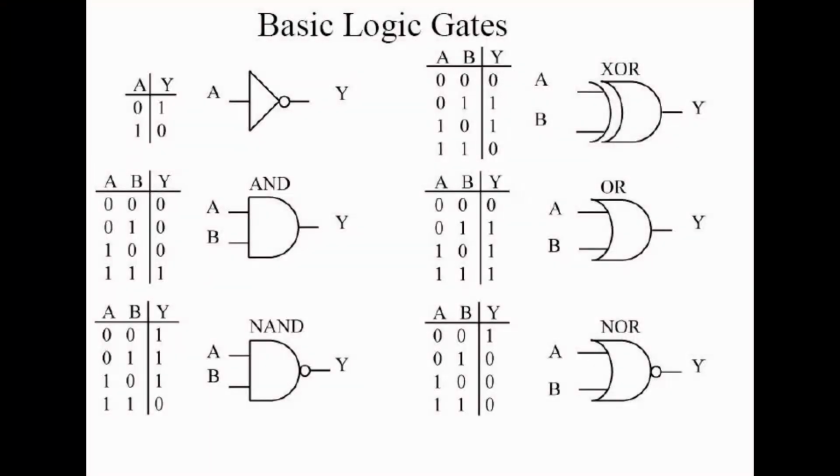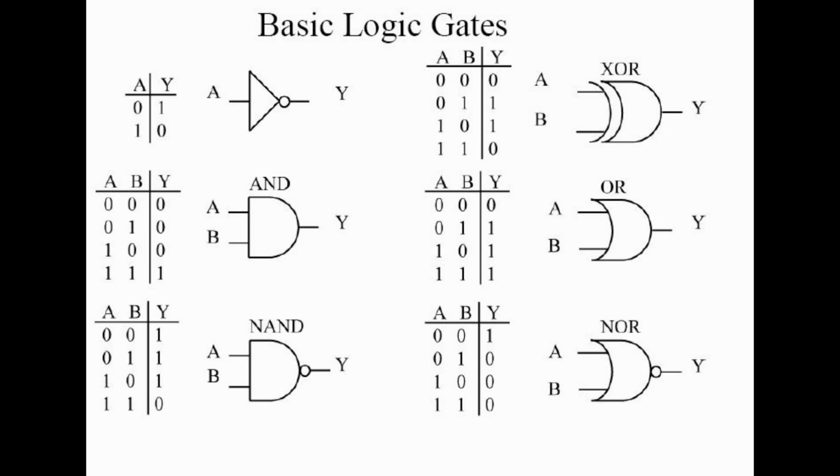Now you have seen the truth table verification of all the 6 gates. Of these, AND, OR, NOT are called the basic logic gates. And NAND and NOR are called the universal gates.